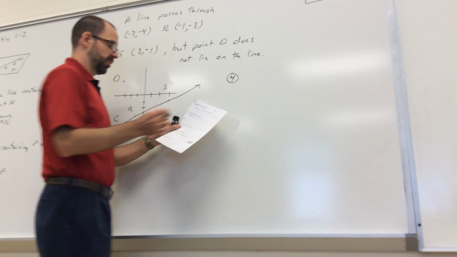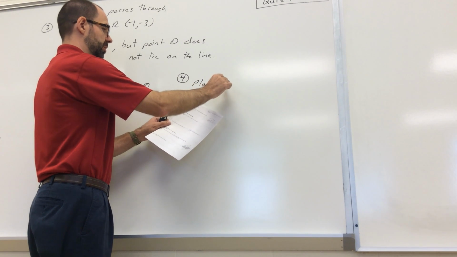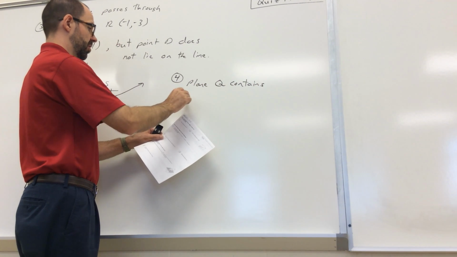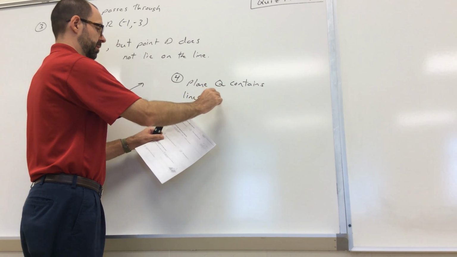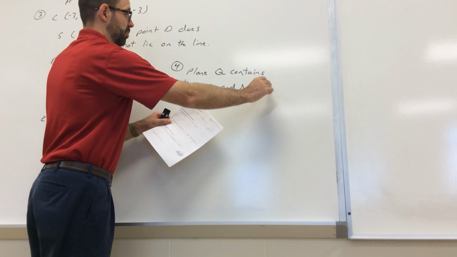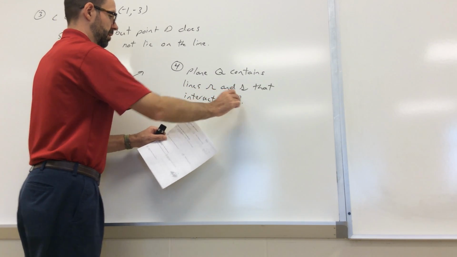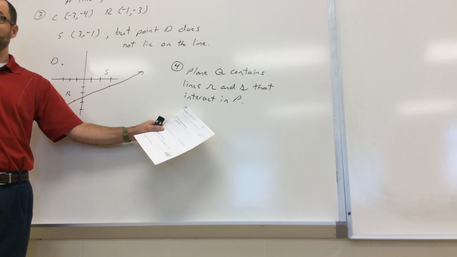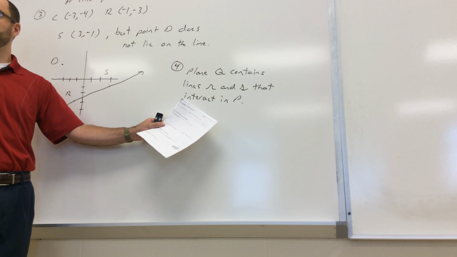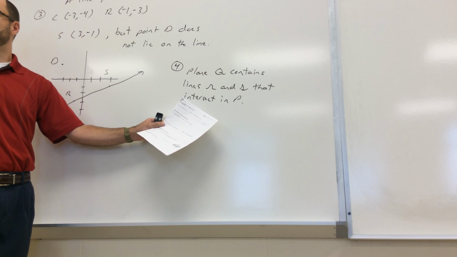All right, number 4 asks to draw a picture about this. You don't have to write the question down. It says plane Q contains lines R and S that intersect in P. So the directions say draw a picture that goes with this description. And the description is plane Q contains lines R and S that intersect in P.